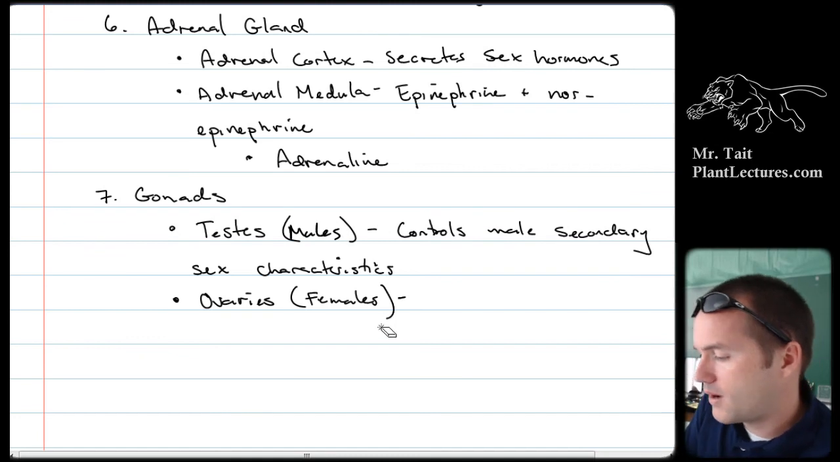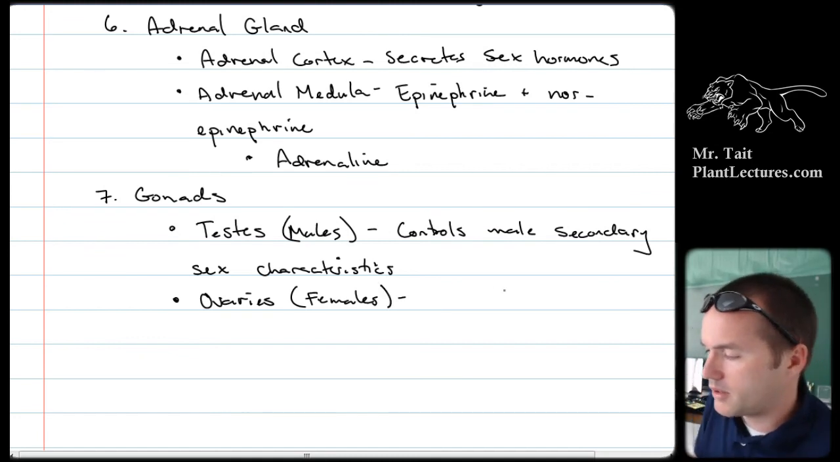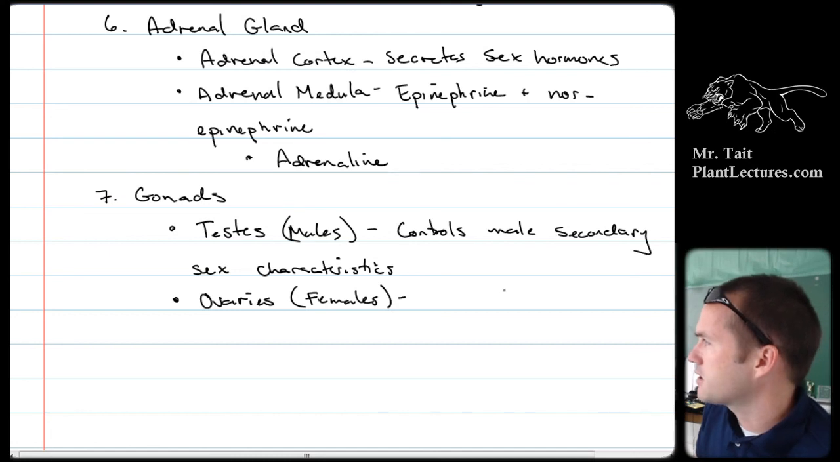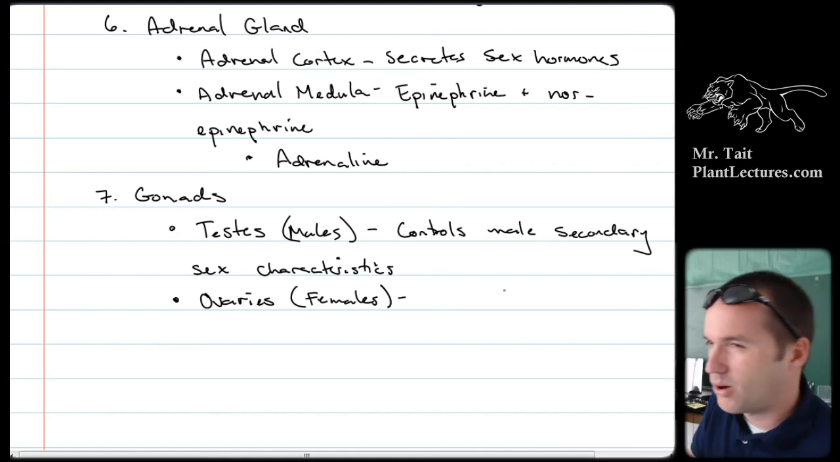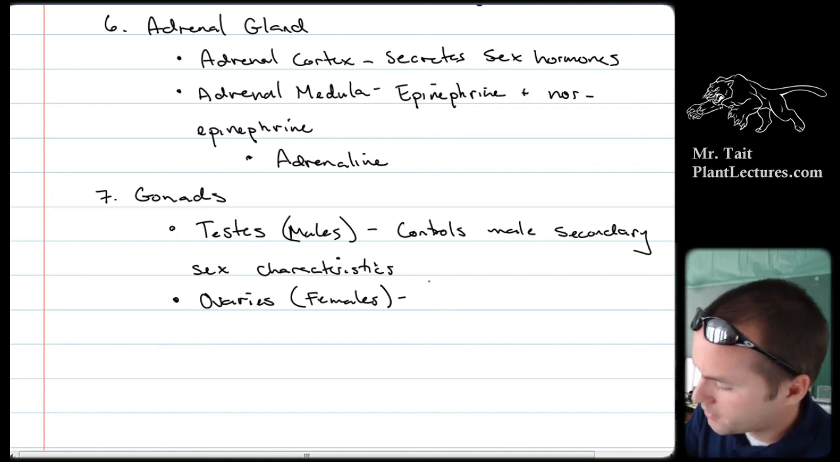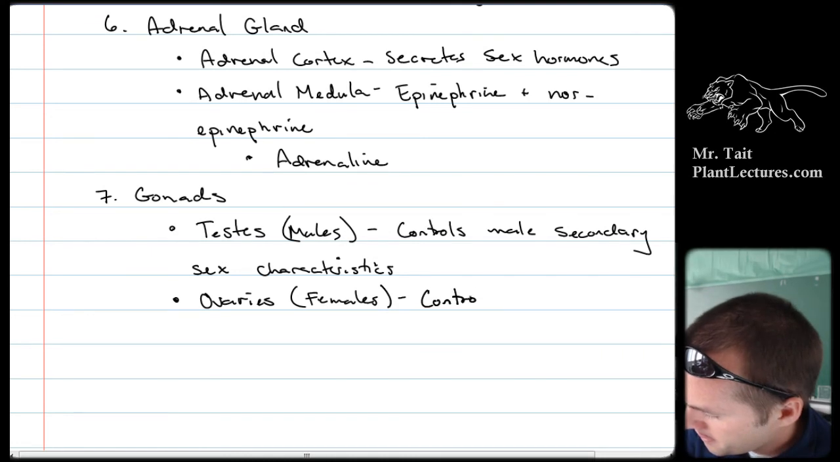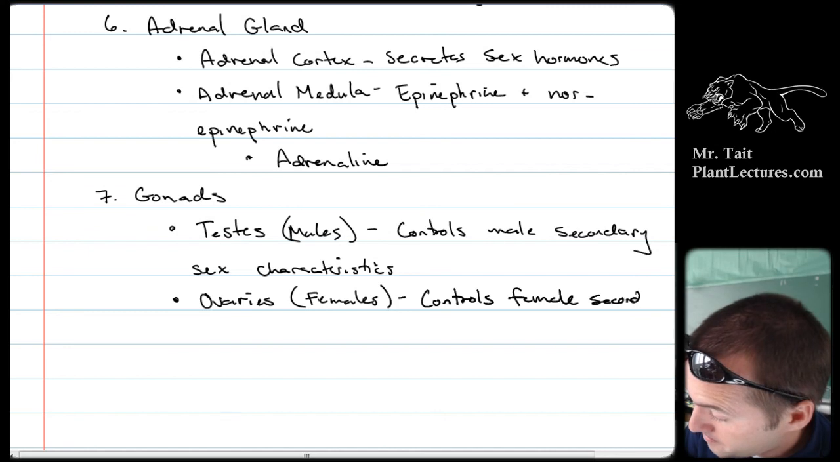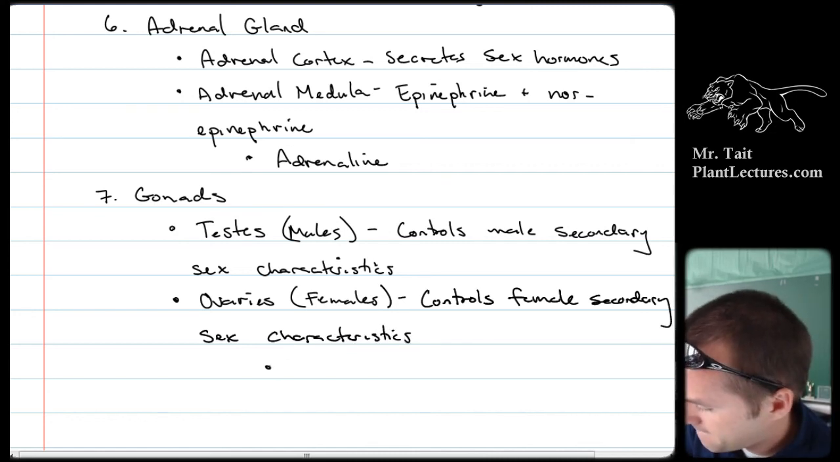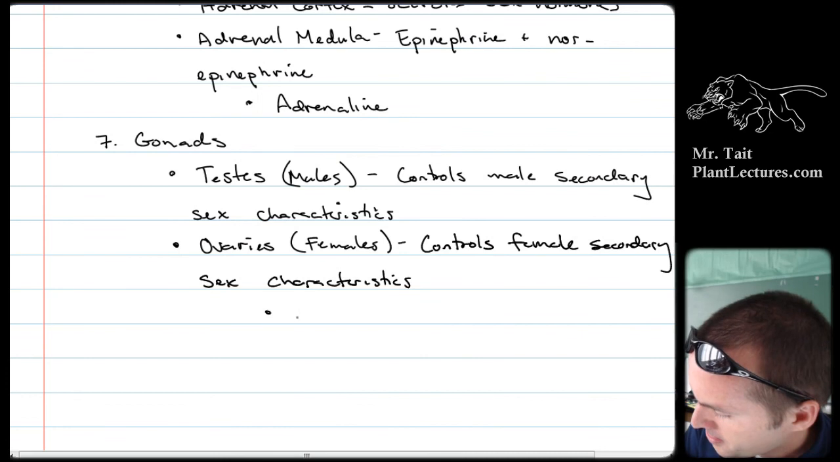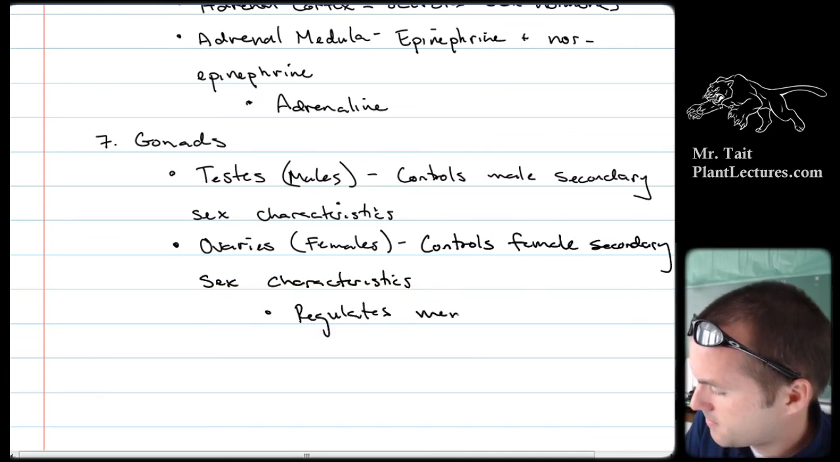Right? And so the ovaries, again, are going to release the hormones that cause the secondary sex characteristics, but also are going to help in the regulation of the menstrual cycle. It doesn't do the whole thing, but is involved in it. Right? So controls female secondary sex characteristics. Regulates menstrual cycle.